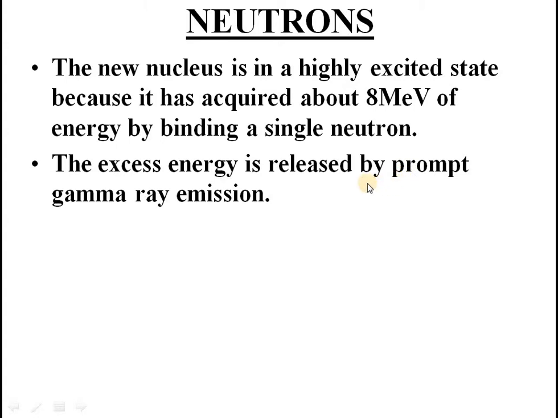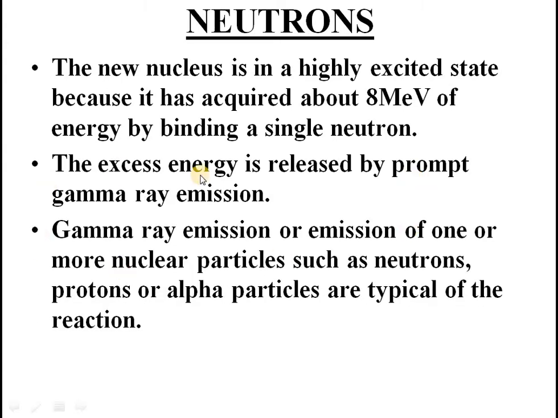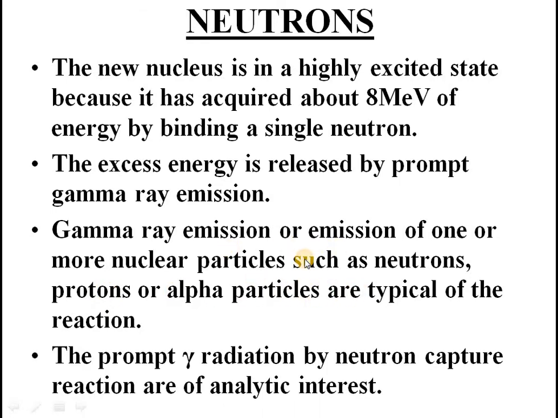It is not mandatory that you always get a prompt gamma ray emission. There may be delayed gamma ray emission too. Prompt means there will be a simultaneous emission of gamma ray the moment neutrons are bombarded. In delayed gamma ray emission, the gamma ray may get emitted after a period of time. It is also not always mandatory that gamma rays are emitted. There may be emission of protons, there may be emission of alpha rays, like that. So that is also a probability.